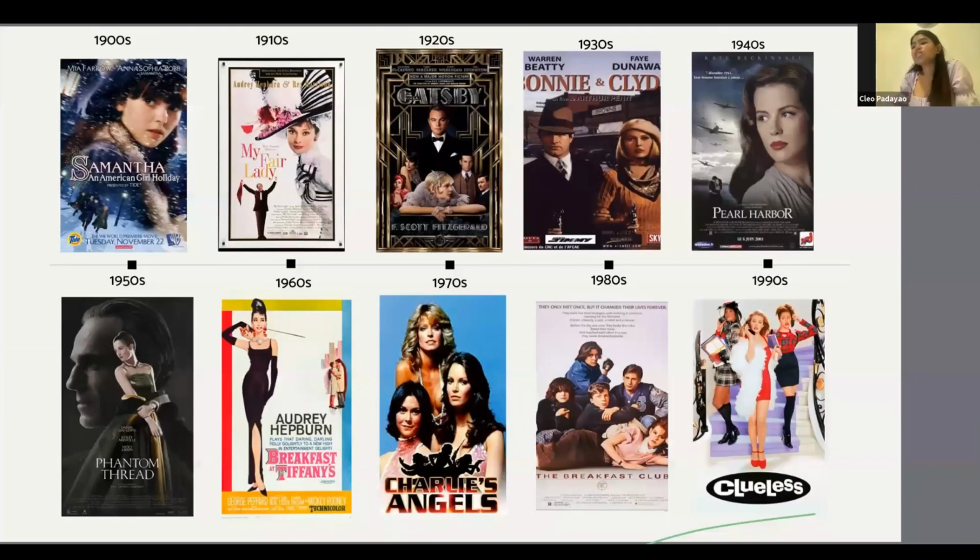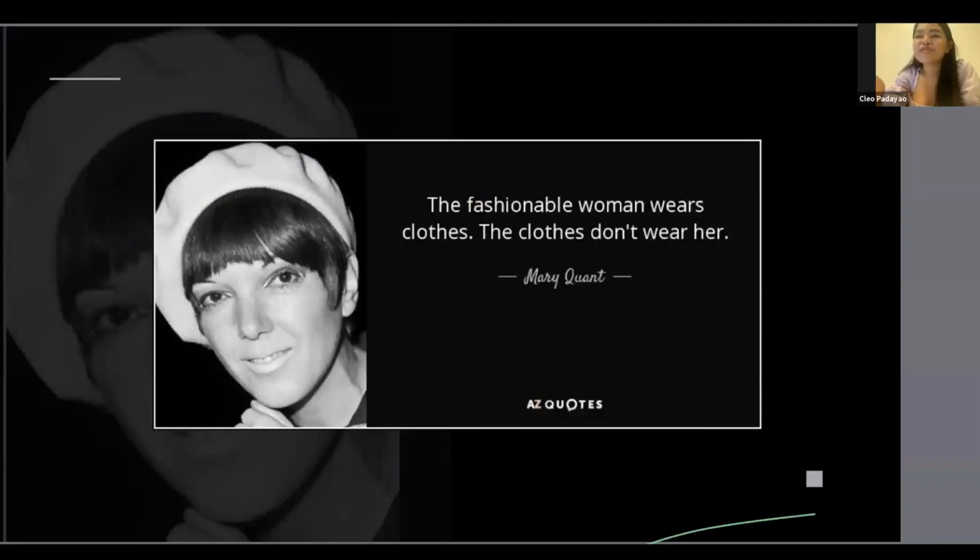Which one is your favorite and least favorite year of fashion trend? I have to say my favorite is the 60s and least favorite the 30s because of the hobble skirt. Like, I can't imagine why women did wear that.